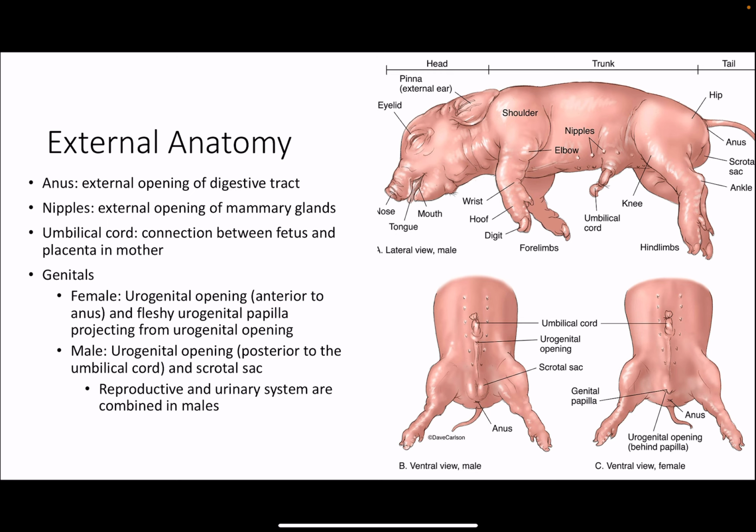We can also identify the external anatomy of the urinary, reproductive, and digestive systems. In male pigs, the urogenital opening is located immediately posterior to the umbilical cord, meaning that it's on the side closest to the rear end of the animal. Under the tail is the anus, or the external opening of the digestive system. Immediately anterior to the anus, closer to the head of the body, is the scrotal sac in males, and what is known as the genital papilla in females. This is a fleshy projection in the female pig, and behind this papilla is the urogenital opening.